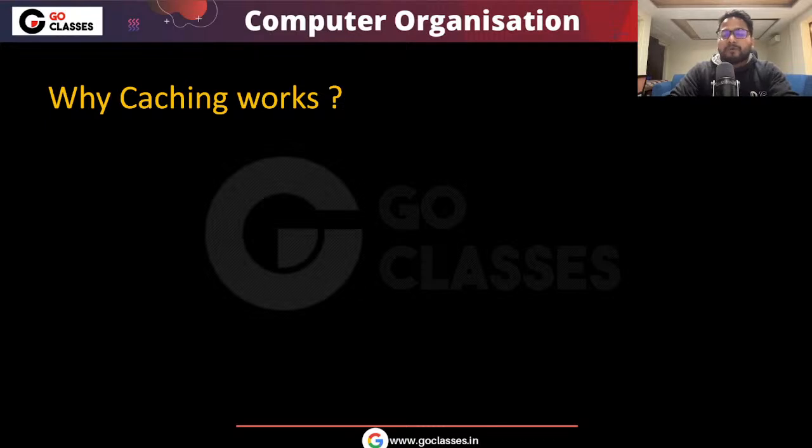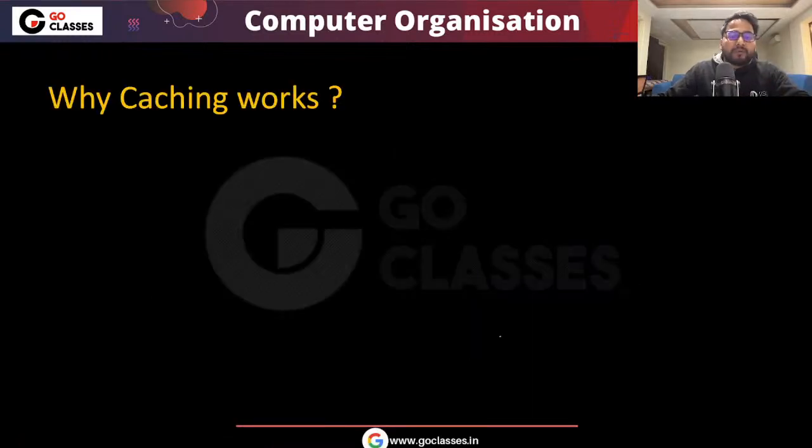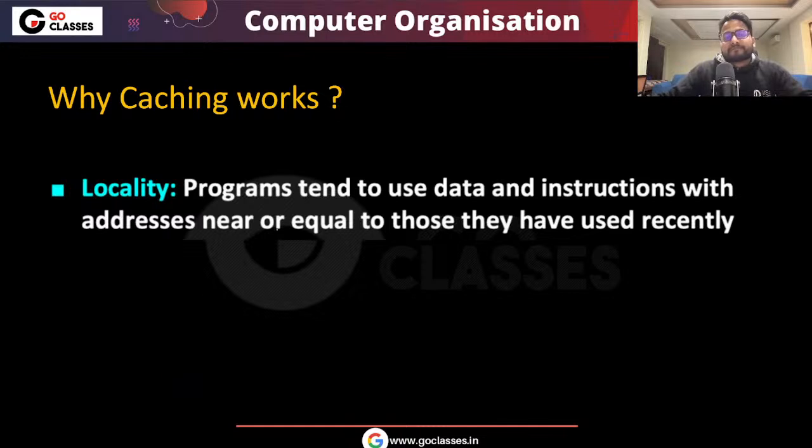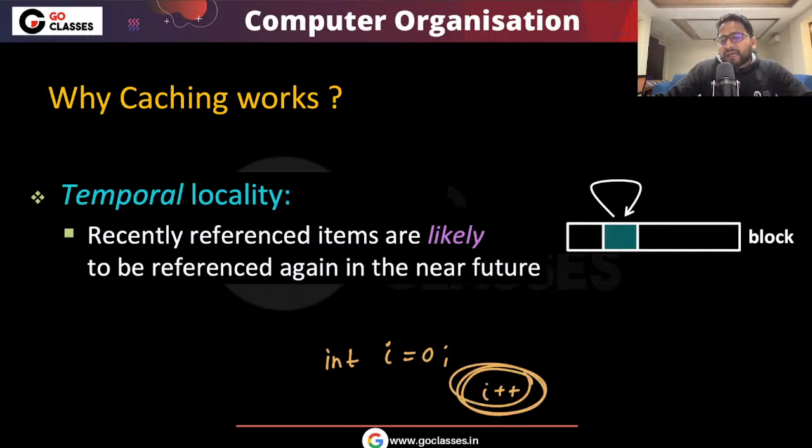But why does this work? What is the benefit of putting some smaller memory in between? Let's see this quickly. Why caching works: there is a concept called locality, and because of this locality, caching generally works. What does this mean? Suppose in a for loop I write int i equal to 0 and then do i plus plus always. So I'm again and again referring to i. Many times we refer to some particular location in memory again and again. This is the reason that caching works.